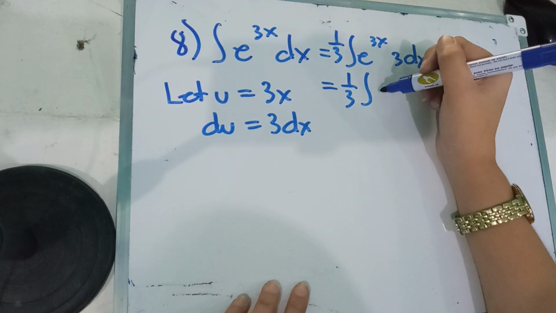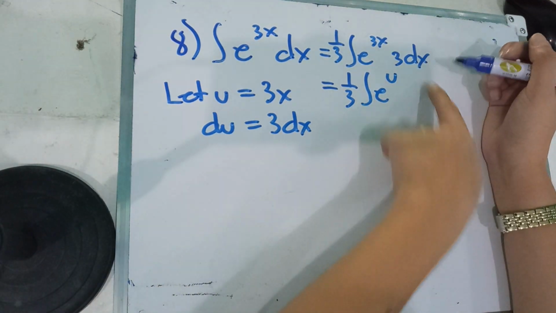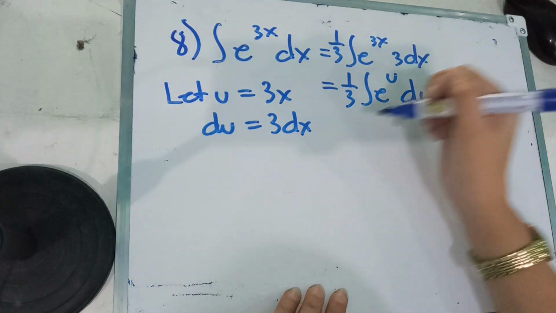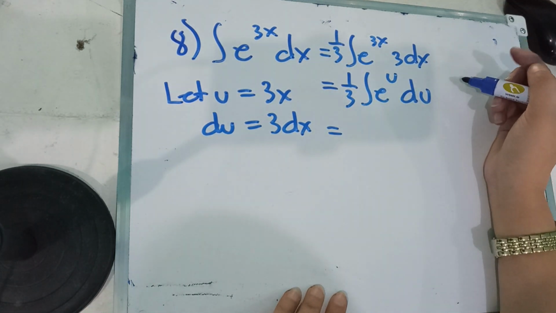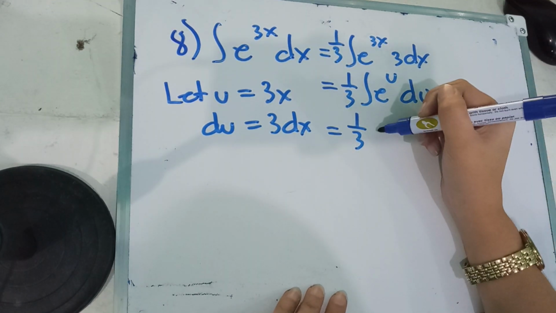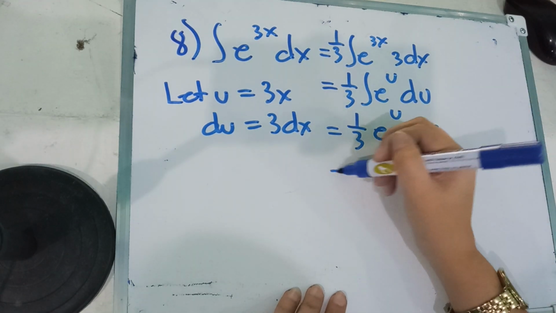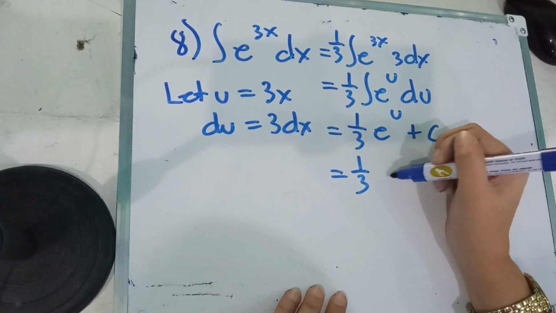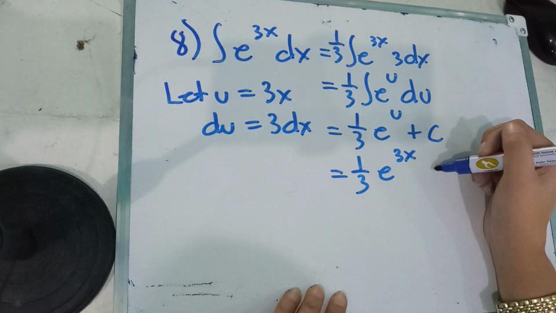Substituting u, that's e to the power of u du. Now, applying the rule for the integral of exponential functions, that's 1/3 e to the power of u plus c. Now, going back substituting, the value of u is 3x plus c.